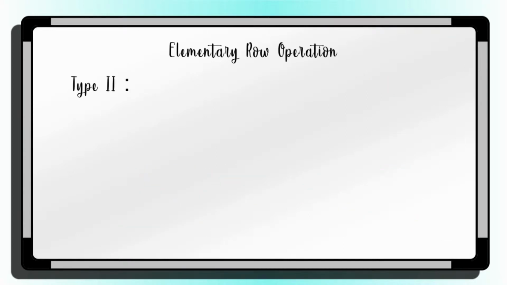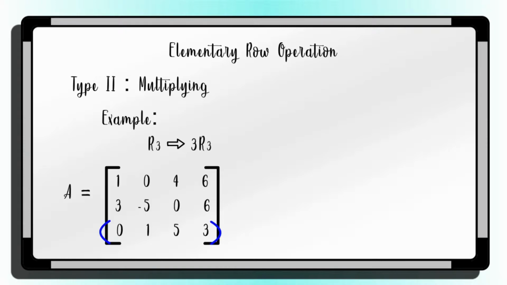Type 2 operation, multiplying a row by a non-zero constant. In this operation, it allows you to multiply any non-zero scalar to a specific row within a matrix. Example, R3 to 3R3. It means multiply the third row by 3.